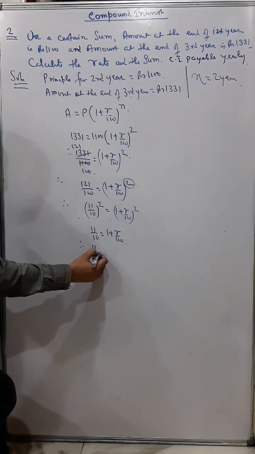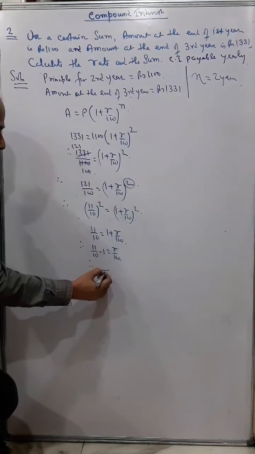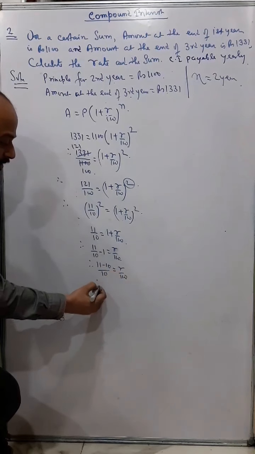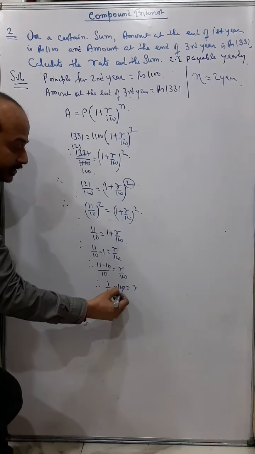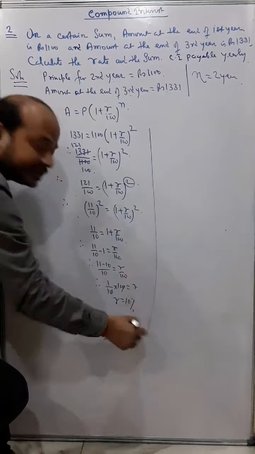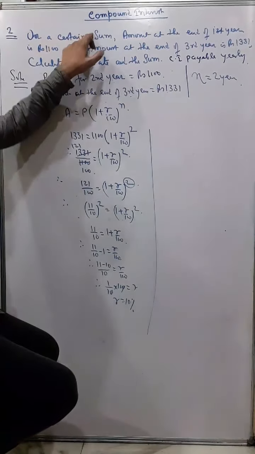So 11 by 10 minus 1 is equal to R by 100, and then 11 minus 10 over 10 is equal to R by 100. We got 1 by 10 into 100 is equal to R. Finally we got R as 10%, right? Rate as 10%, but still we need to find the principal.